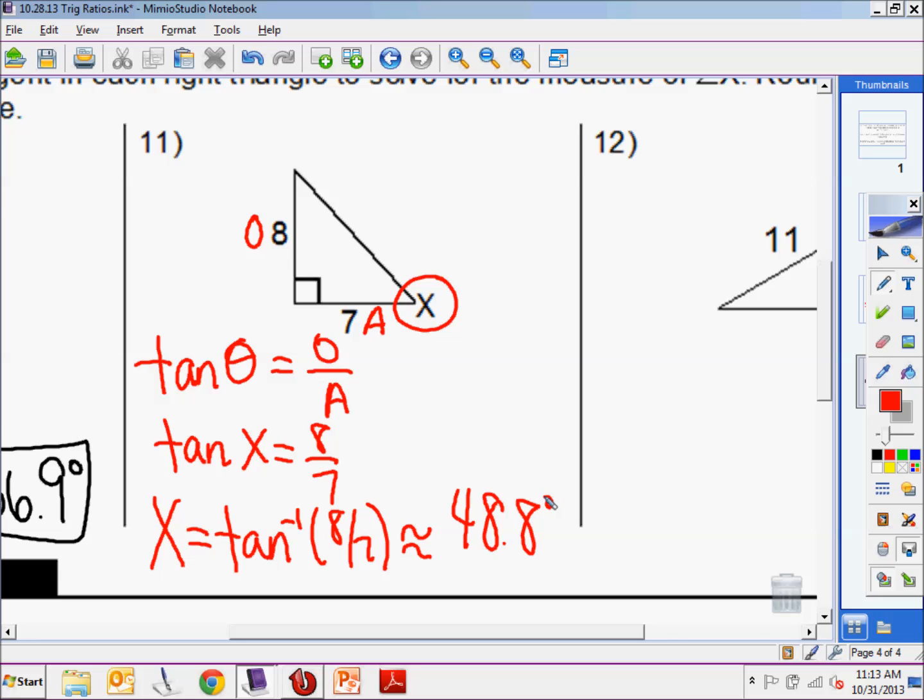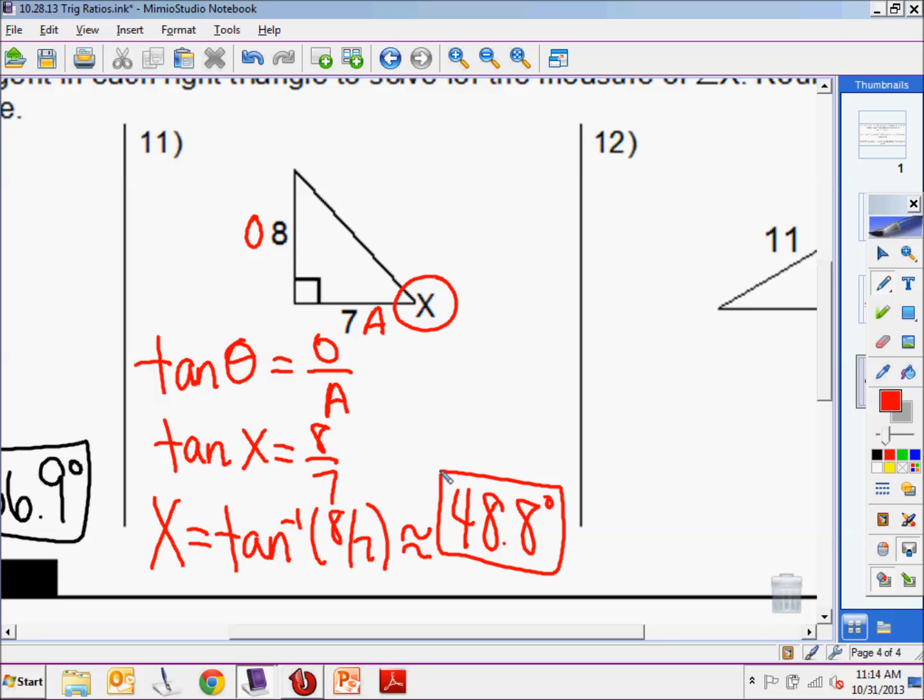Question. How do you know you're supposed to switch the theta to the x? Because what I'm looking for is called angle x, so I just switched the name. Theta means unknown angle. But how do you know it's the -1 instead of the regular tangent?